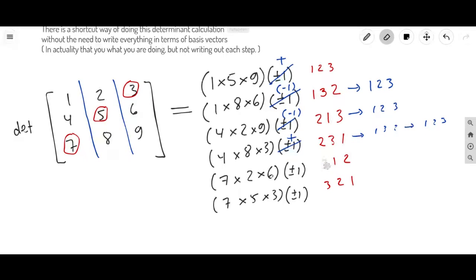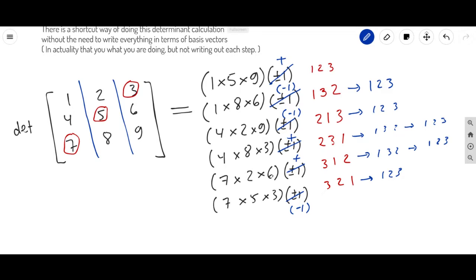Now this one, 3, 1, 2. So let's see what we have to do here. If we swap 1 and 3, we have 1, 3, 2. And if we swap those two, we get 1, 2, 3. So here we also get a positive sign. And finally, on the last one, 3, 2, 1, if you swap the first and last one, that will give us 1, 2, 3. So this is going to be a minus 1, like so.